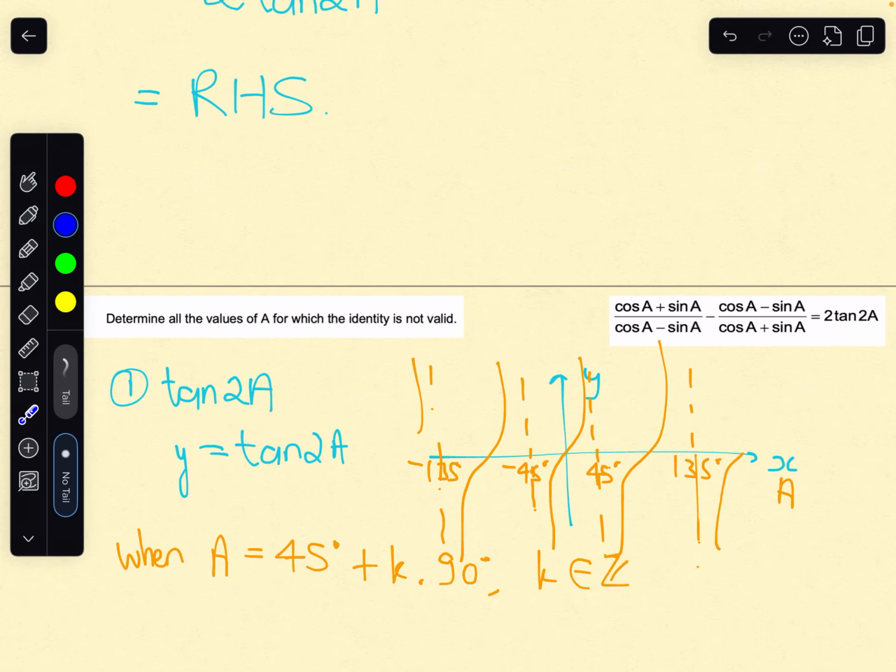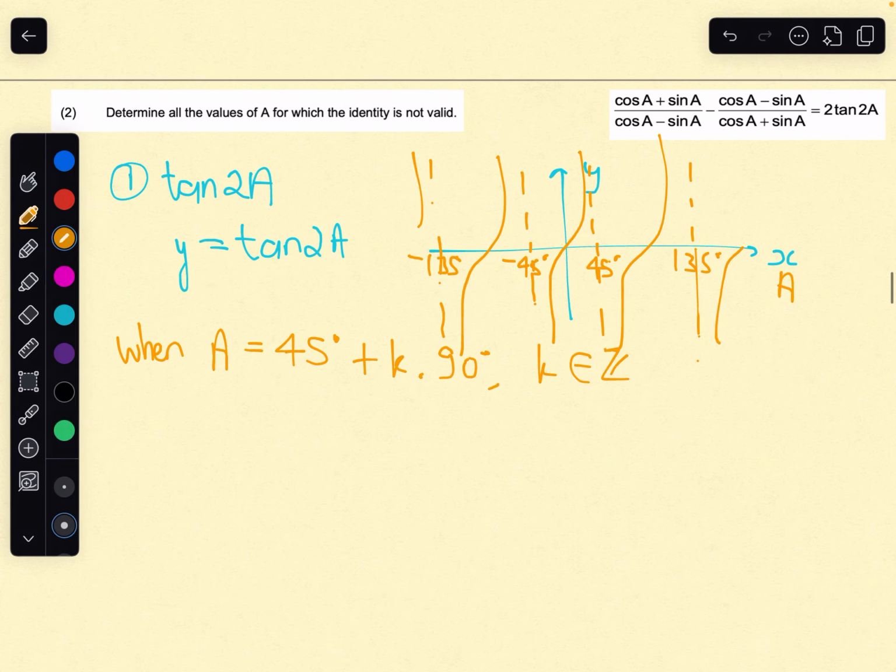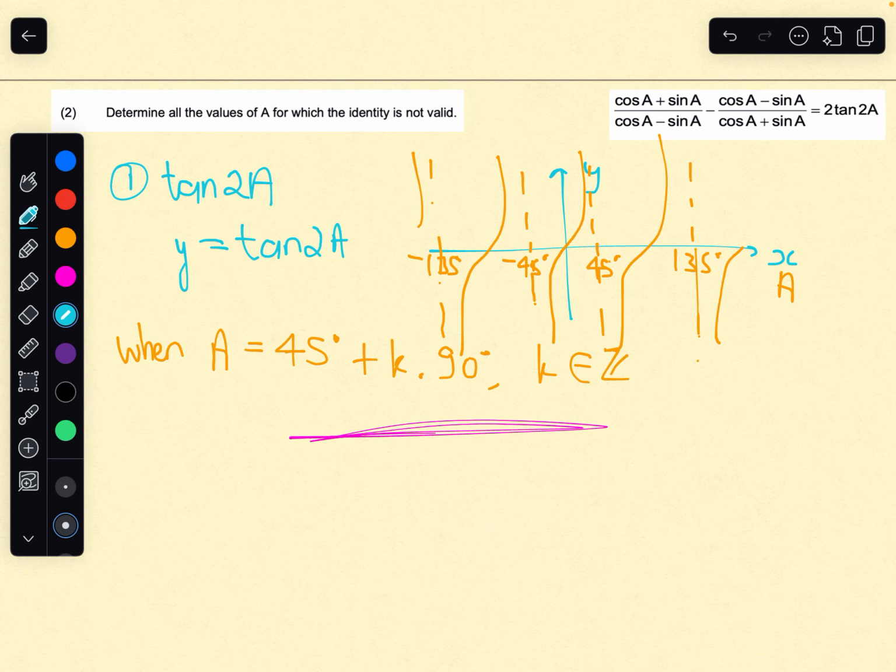Another way that we could solve this, if you don't like the graphy route, is we can say, okay, where is... I don't know what I want to say actually. Yeah, no, that's pretty much it.